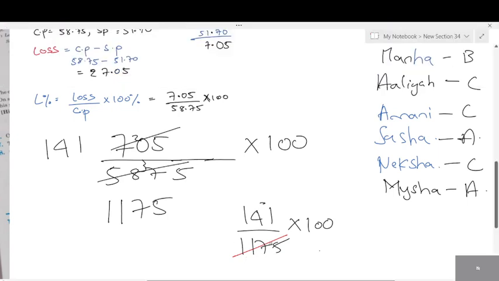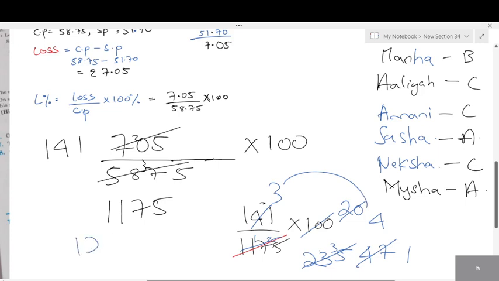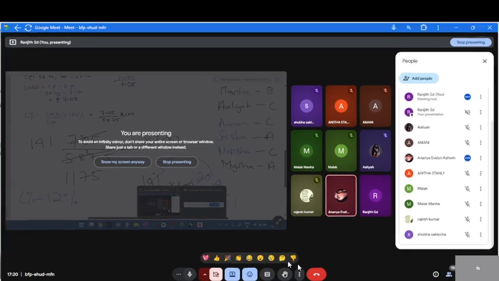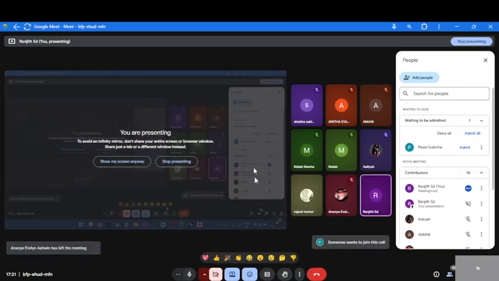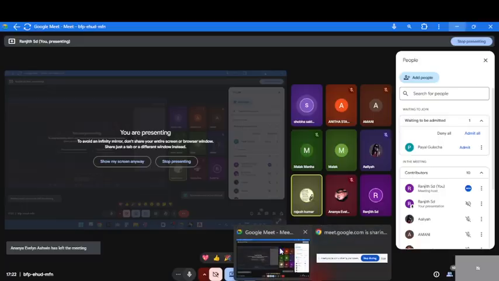You have to use 5 times. You cancel this along with 100. 5 into 20 is 100. 5 2s are 10, carry 1. 5 3s are 15. Then 5 4s are 20. 47 times, so 47 would go 3 times. 3 4s are 12. The answer is 12%. What's the answer for loss percent? Loss percent is equal to 12%.